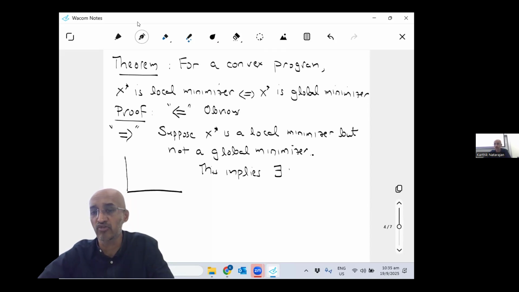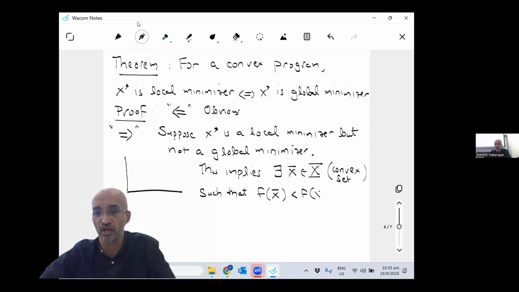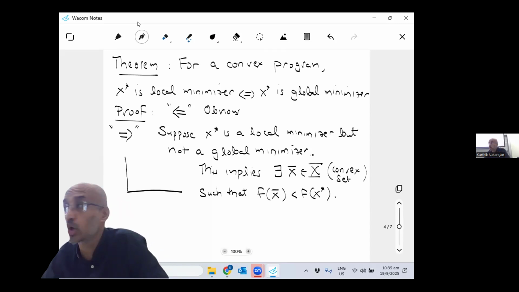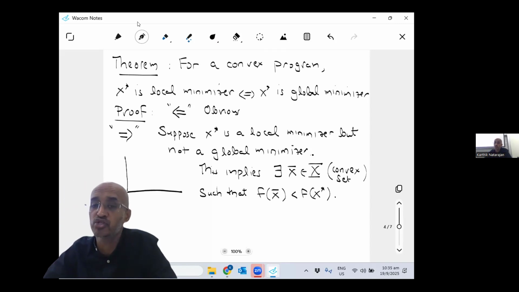There exists some point, let's call this x bar, in the set capital X, the convex set X. Remember, the set is convex. There exists a point in this convex set, x bar, such that f of x bar is less than f of x star. It's a local minimum, but not a global minimum, so I can find a point which is better in objective function value.